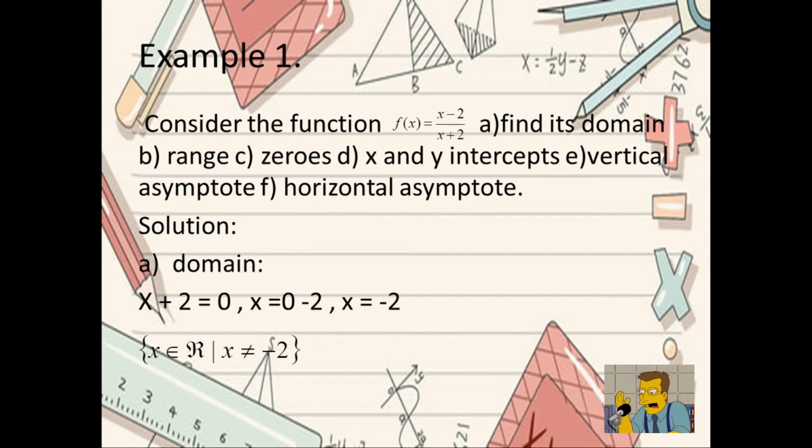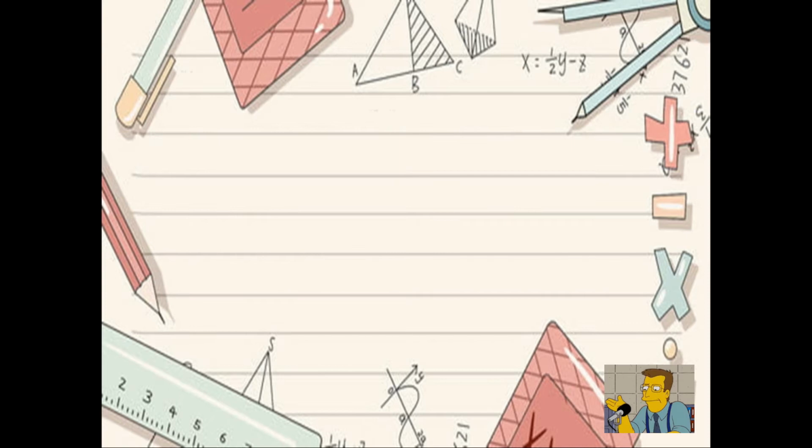So the domain of the function is the set of x, where x is an element of the real numbers such that x is not equal to negative 2.